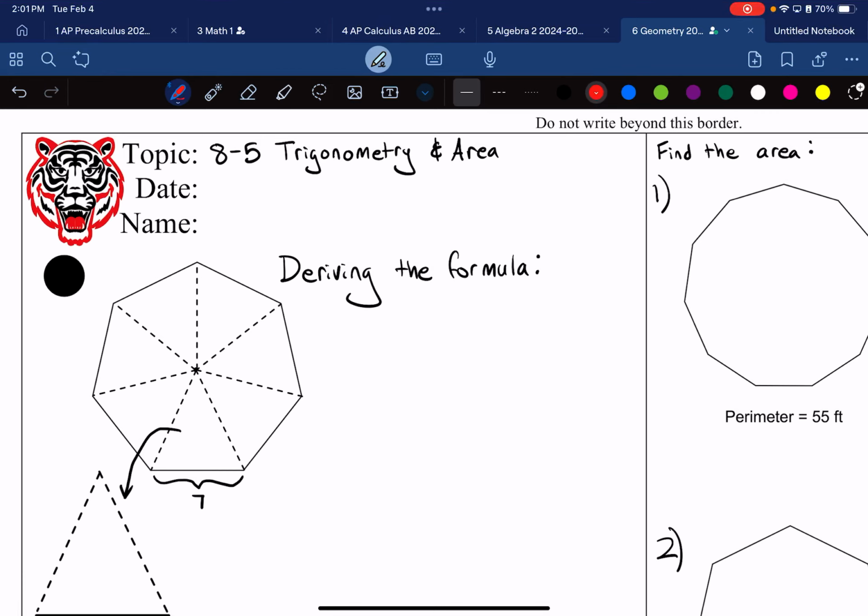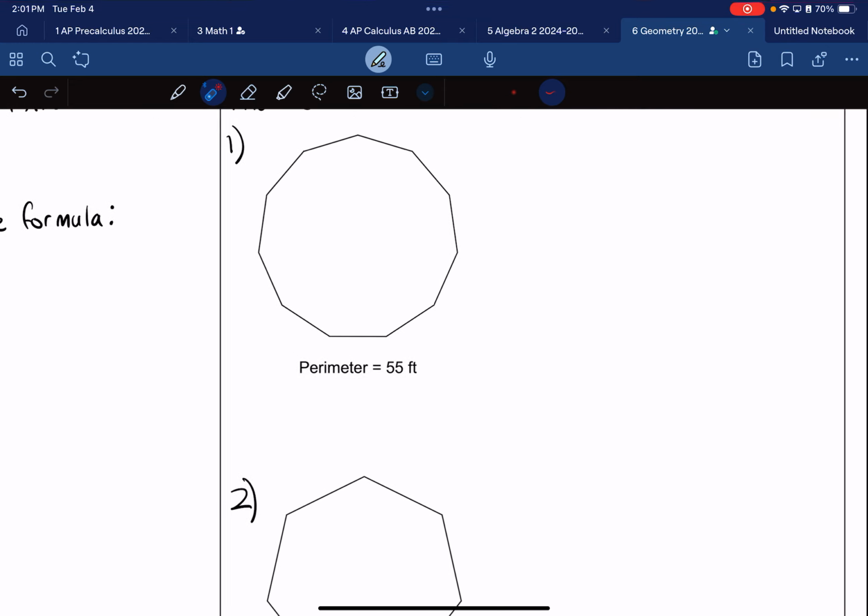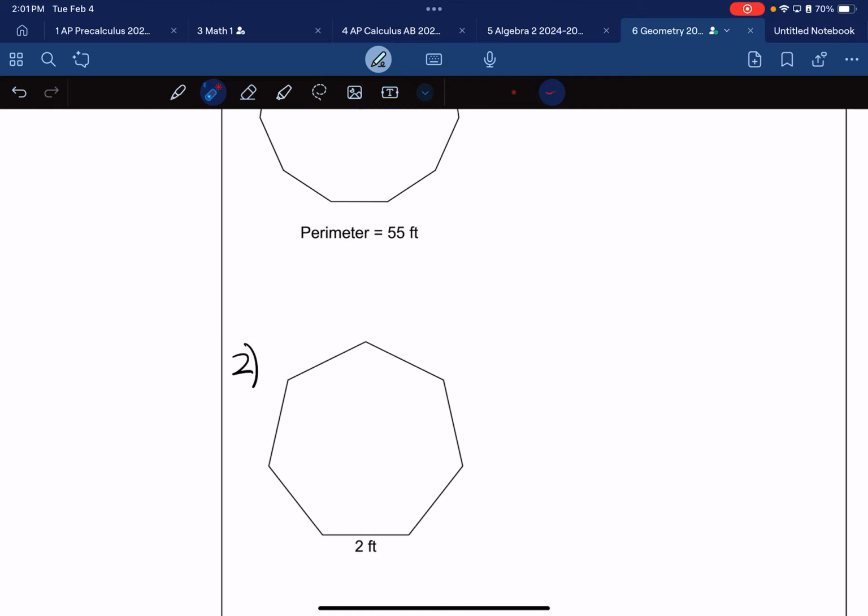This is Geometry, Lesson 8-5, Trigonometry and Area. In this lesson, we will be finding the area of a bunch of different types of polygons. For example, this shape right here, I'm going to try to find its area, and you can see our two examples. We're trying to find the area of the following polygons.